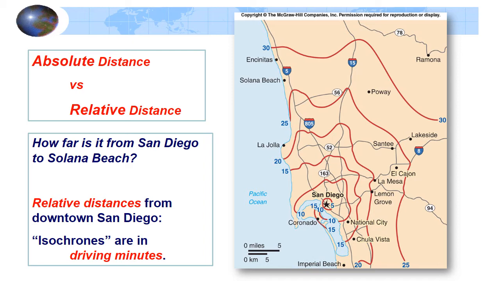this far away? Notice that when you cross over major highways here, the line kind of bends out because on the highway you can go further faster. All right, so that's a relative distance in driving minutes. Sometimes we use that.